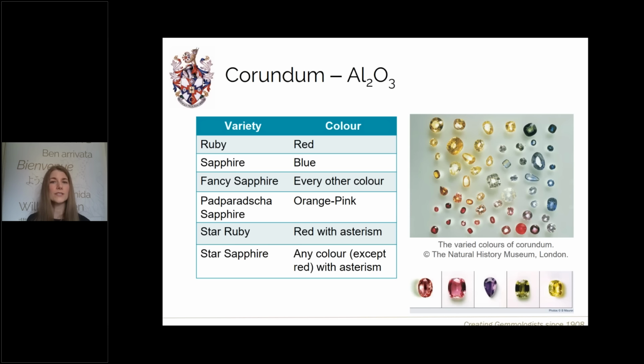Also on this list, we have our star ruby and our star sapphire, and that's our corundum with asterism, or that star effect. It just depends what color it is, whether we call it a ruby or a sapphire, but there's no real difference other than the color. They're both forming in the same way.